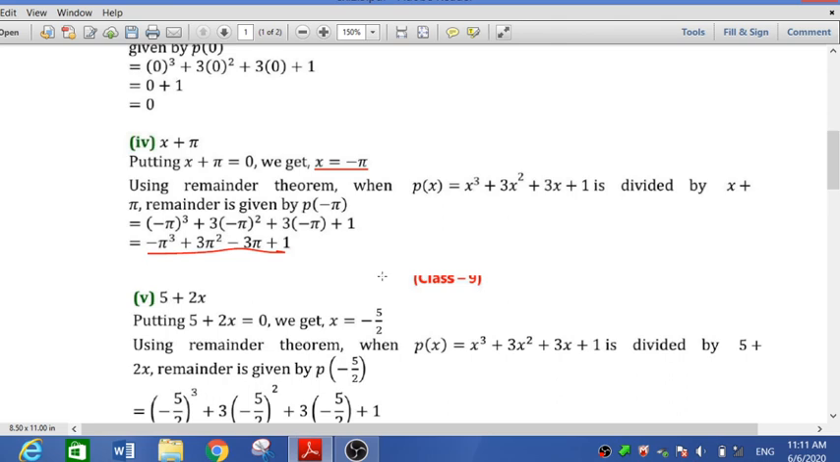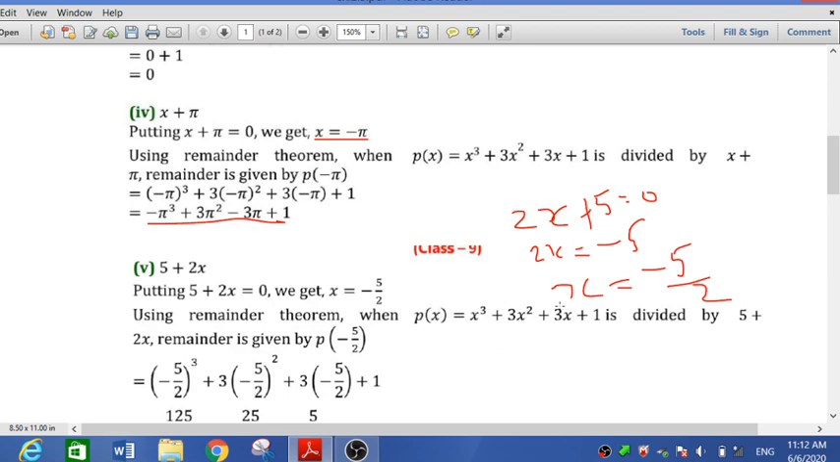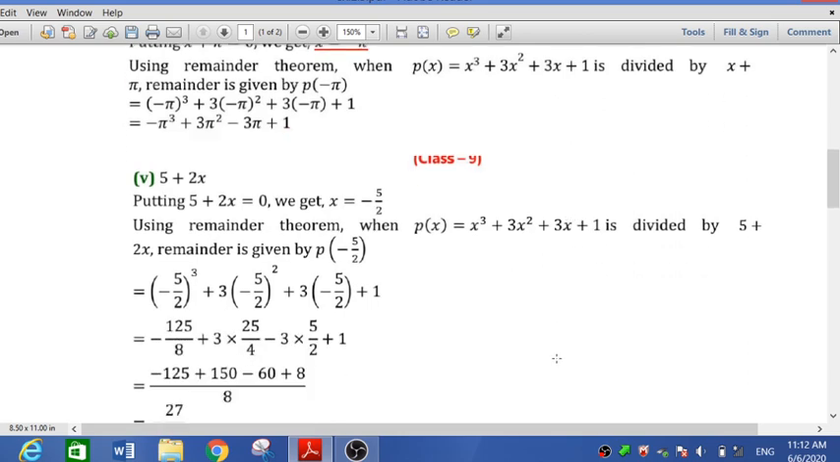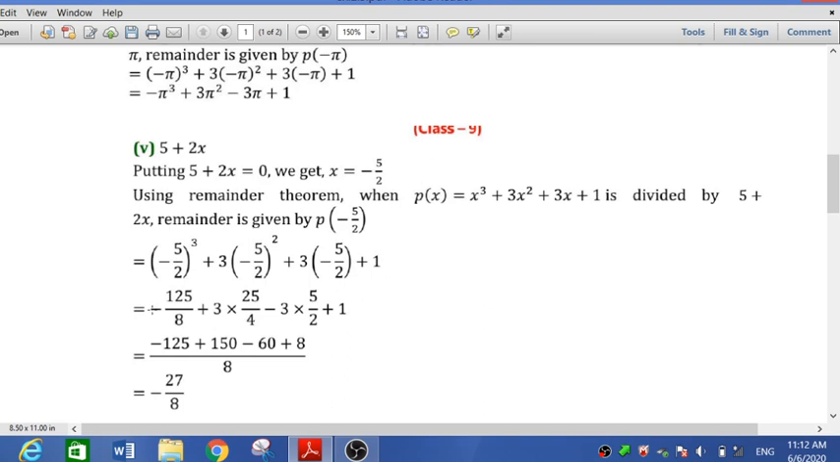Now question number 5: 5 plus 2x. We have to write it in the proper way, that is 2x plus 5, is equal to 0. Therefore 2x is equal to minus 5, therefore x is equal to minus 5 upon 2. That is why here we have to put x equal to minus 5 by 2, wherever there is an x.